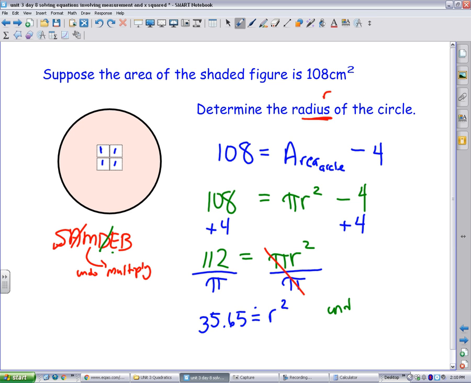I'm going to undo that with square root. So we will say 35.65, we're going to square root. We're going to square root r squared, and we will just need to do that calculation.